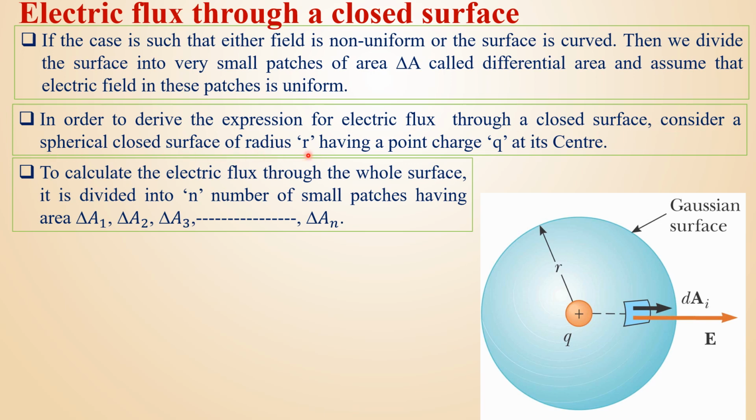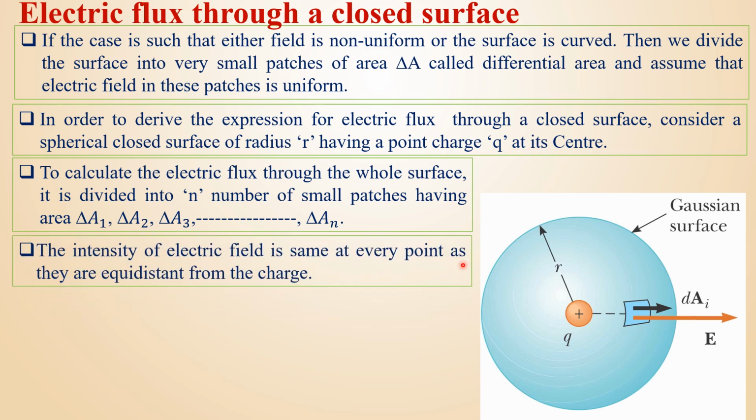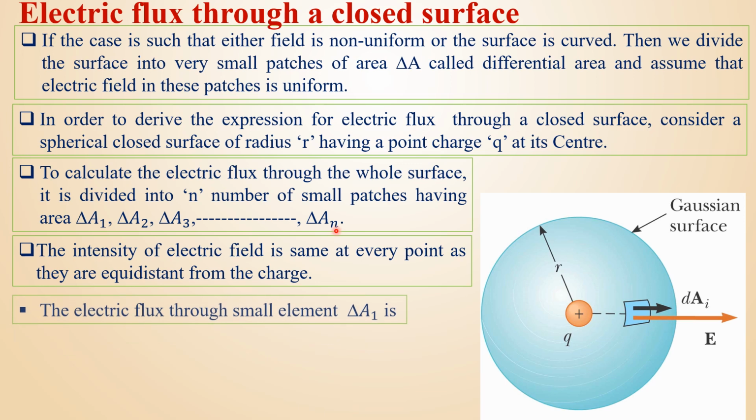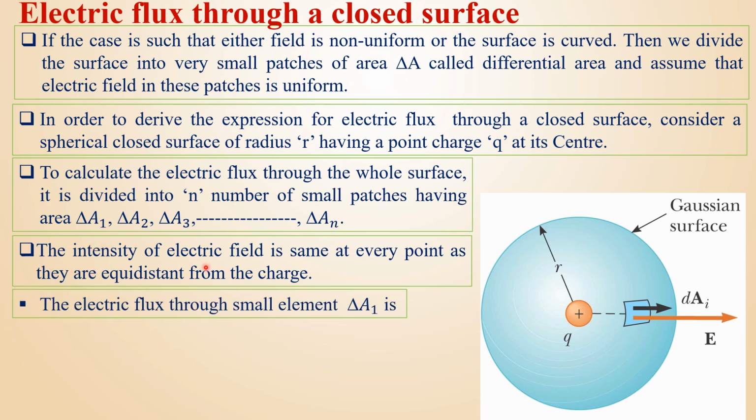of radius r having a point charge q at its center. As in this figure we have a spherical closed surface, so we will divide the area into small patches to get a uniform electric field. To calculate the electric flux through the whole surface, it is divided into n number of small patches having area delta A1, delta A2, delta A3 and so on, delta An. The intensity of electric field is the same at every point as they are equidistant from the charge.